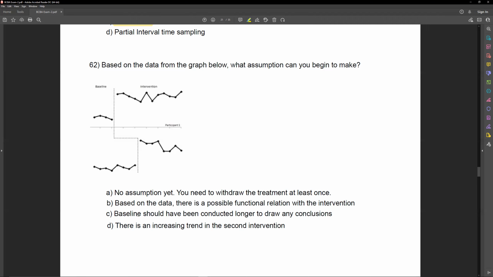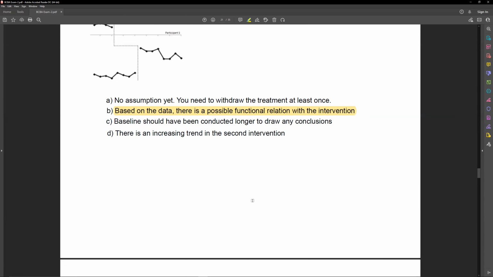Let's look at C. Baseline should have been conducted longer to draw any conclusions. The length of our baseline is fine. Plenty of data points. It's in a steady state, right? No issues there. And then D, there is an increasing trend in the second intervention. No, if anything, that trend is decreasing. So we have confirmed B is our answer. We know why A, C, and D are wrong, okay? And we know why B is our best answer.